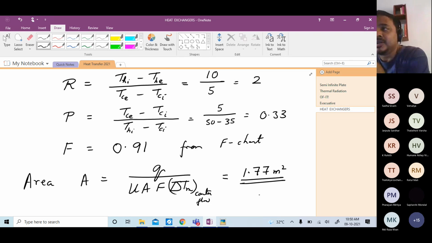But even for this 1.77 meters squared, if you give this problem to 10 different heat exchanger designers and tell them this is the configuration, can you give me a cross flow heat exchanger where the effective area of heat exchange is 1.77 meters squared? They can come up with, I don't know, 50 to 100 different designs.